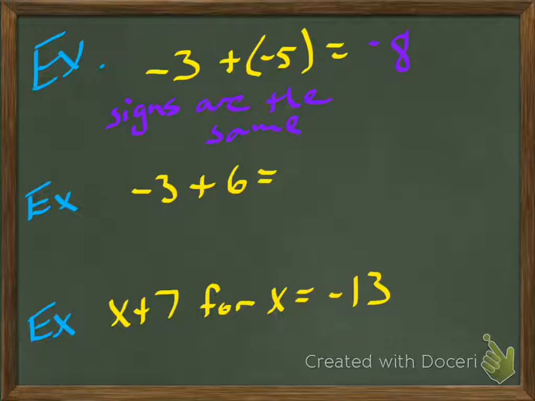We have -3 plus 6. So what do we notice about the signs? Yeah, they're different signs. So because they're different, we're going to subtract. So what's 6 minus 3? 3. And which one has the biggest sign? Well, 3 has a negative. Which one's bigger? 6 or 3? The 6 is. So since 6 is bigger and its sign is positive, we keep it a positive 3.